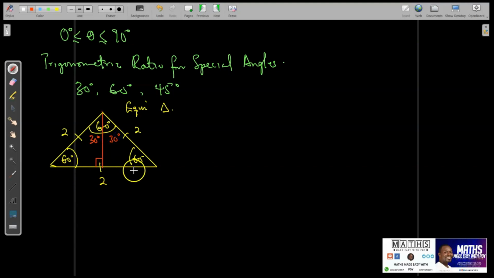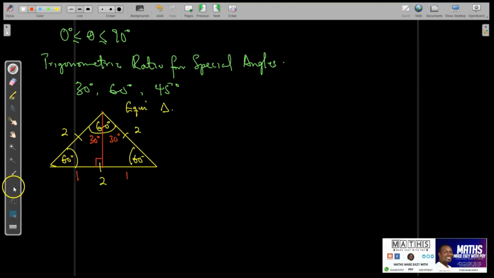How about the base? It has also partitioned the base into 2 equal halves. So the dimension on the base was 2. Now it has been partitioned into 2 equal halves. So what do we have here? 1 and then 1. So now I have a right angle triangle in it, and therefore I can find the trig ratios for these special angles like 30 degrees and 60 degrees. Because from one particular right angle triangle, I equally have the 30 degrees and the 60 degrees in it.